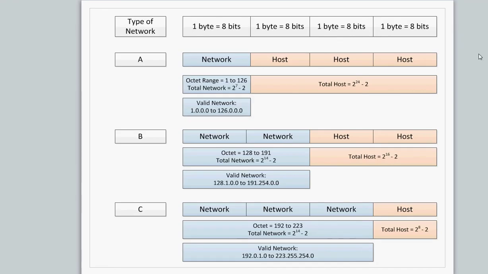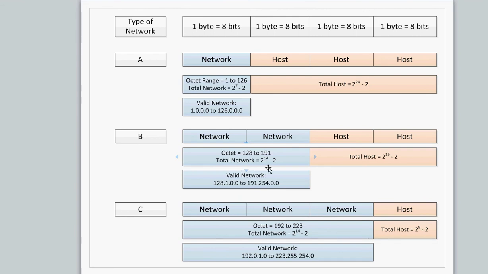This slide covers the types of networks. Basically there are 3 major network types, class A, B and C. The valid networks in class A are 1.0.0 to 126.0.0, and the first 8 bits are for the network and the remaining 24 for the host. In the class B network, the valid networks are 128.1 to 191.254, and 16 bits are used for the network and 16 bits for the host, and the first octet will be 128 to 191.